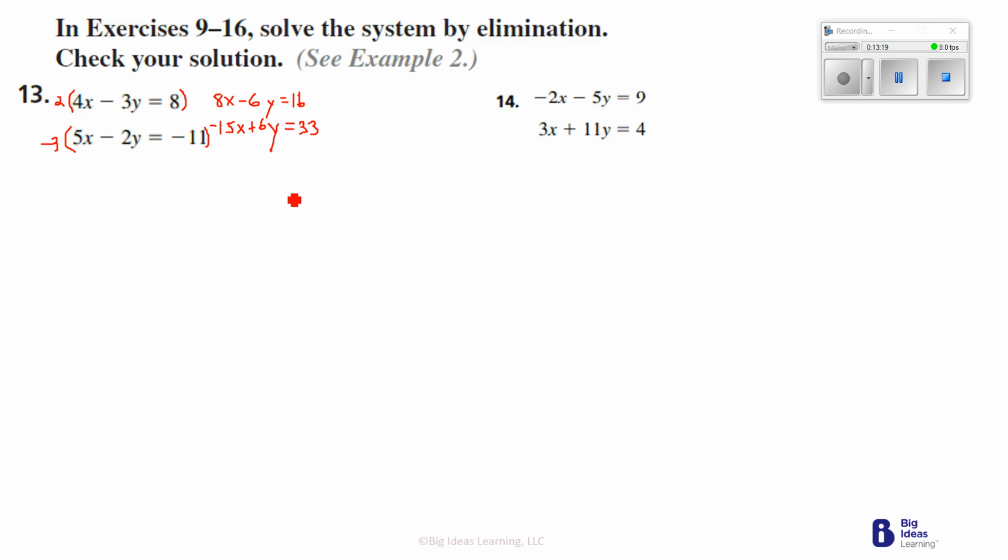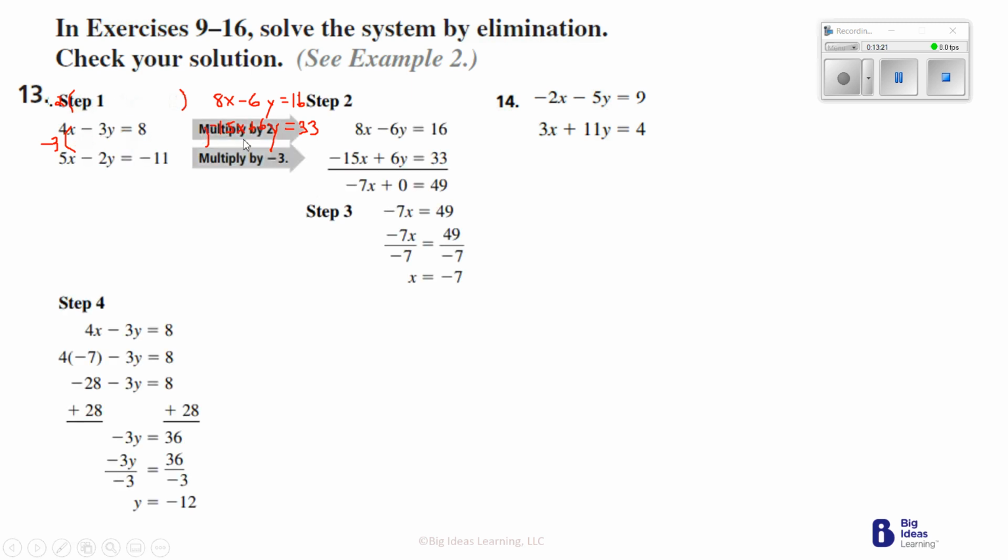Let's see how they solved it. I'm going to erase this, but I think they did exactly what I said. This one multiplied by 2. This one multiplied by negative 3. Look at that. Let me check to make sure I'm right. Yep, they multiplied by 2 and by negative 3. And that enabled them to get the same thing I said we were going to get.